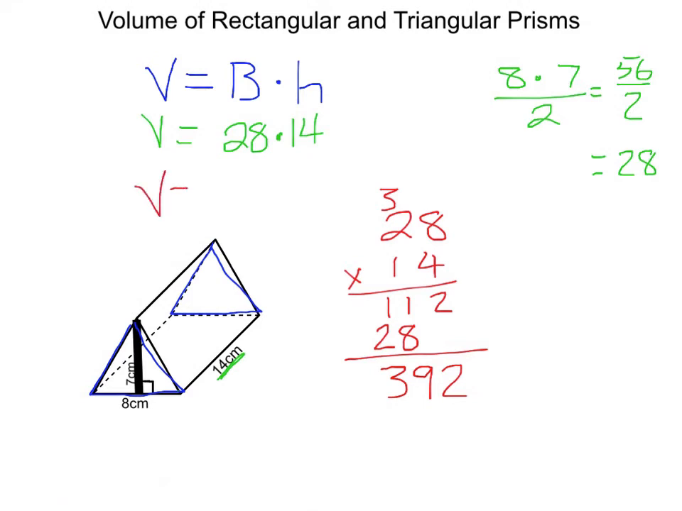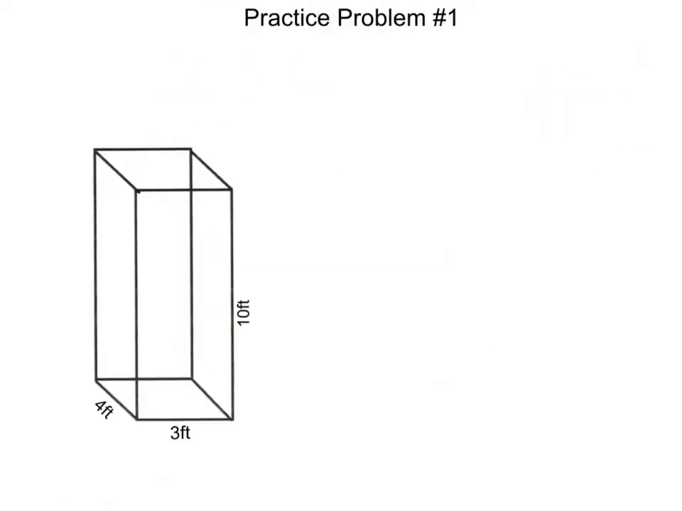So the volume then would be 392 centimeters squared. Oh, not squared. We're not dealing with area anymore. We are now dealing with volume. So it's actually centimeters cubed. So this is how you can find the volume of rectangular and triangular prisms. So the next thing we're going to do is I'm going to have a couple of practice problems. Do the first one, start the video again, and then do the second one. So here's your first problem, so go ahead and pause the video, solve it on your own.